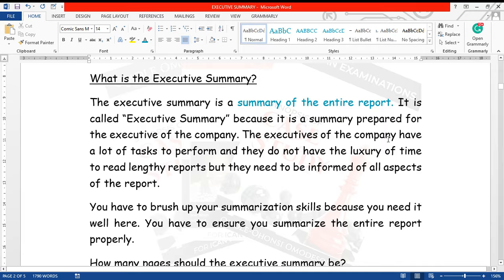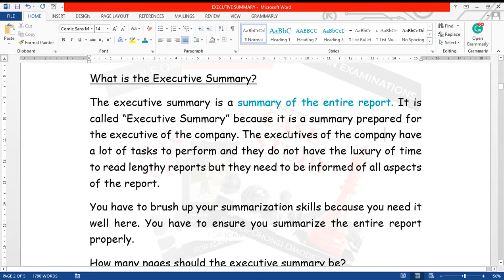What's your report talking about, from the beginning to the end? What were the objectives? What did you carry out? What were the conclusions you reached? What were the recommendations, the methodologies, every and anything that you can think of, the executive summary covers it. So it's just a summary of the report.